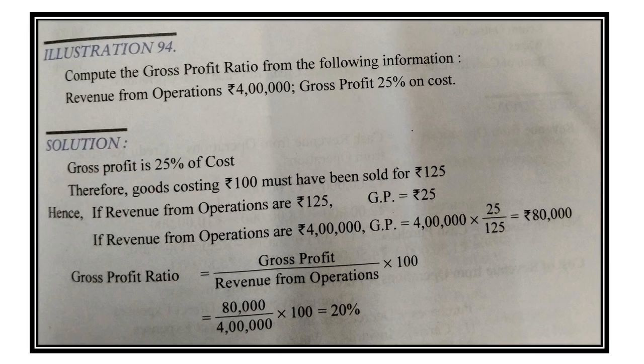Gross profit is 25% of cost. Therefore, goods costing rupees 100 have been sold for rupees 125. If revenue from operations is 125, then gross profit is 25. If revenue from operations given in illustration number 94 is rupees 4 lakh, then gross profit is rupees 80,000. Now gross profit ratio is gross profit divided by revenue from operations into 100. 80,000 divided by rupees 4 lakh into 100 is 20%.